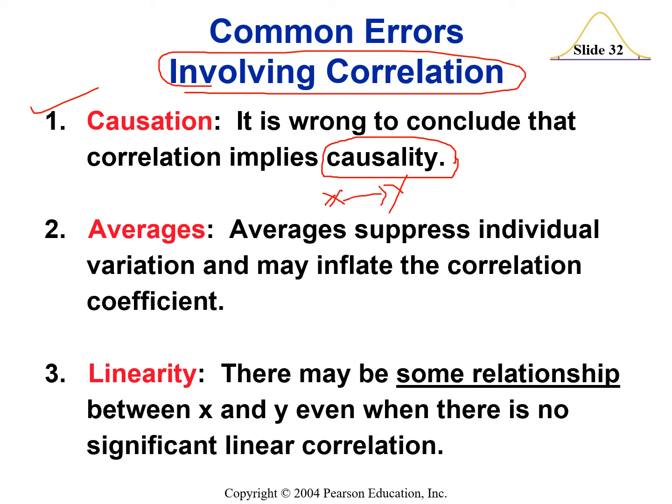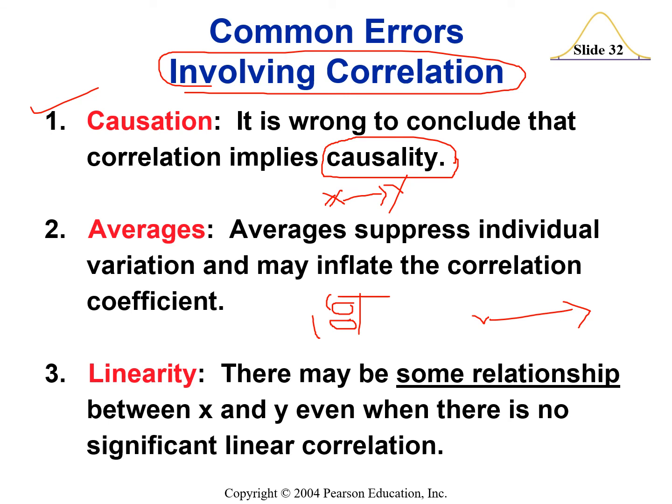Number two, using averages suppresses individual variation and may inflate the correlation coefficient. Very simply, if we use averages and not crude data, that means if we sum values in averages, small r will increase. But using the real or crude values of the variables gives a different value.